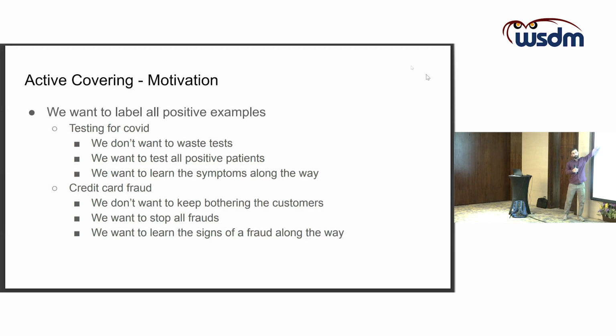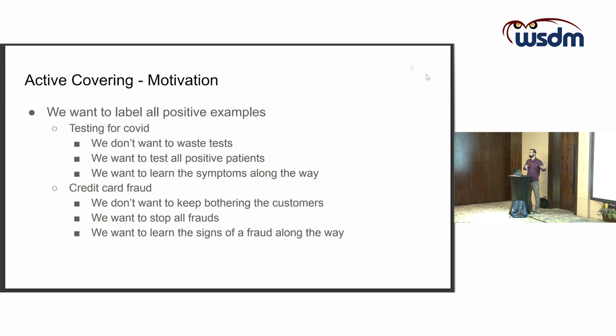So again, at the beginning of the COVID pandemic, the tests were very precious, maybe not very expensive, but very precious. We didn't have too many tests. We didn't want to waste tests. We prefer to find all positive patients, right? And we were trying to learn the symptoms along the way, right? So this is active covering.